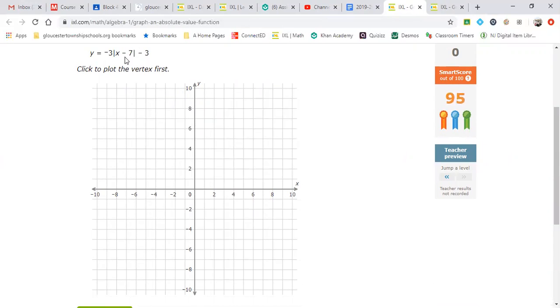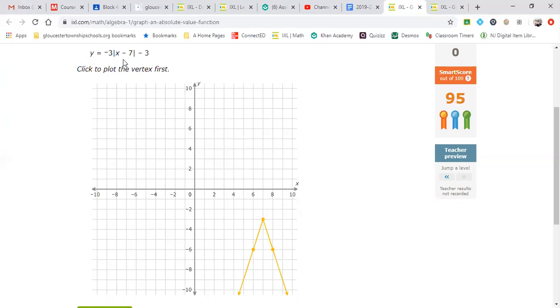-7 in here says it's going to slide or shift 7 units to the right, and then 3 units down. So my vertex is going to go 7 right, 3 down. Vertex set. Now, outside of my absolute value is a -3. That means that from here my slope is -3, or my V is going to reflect downward with a slope of 3 or 1.